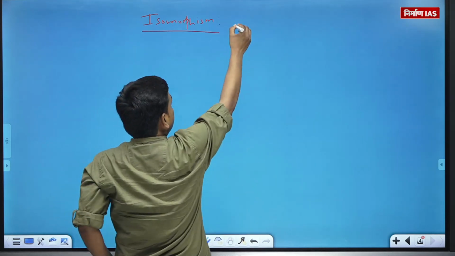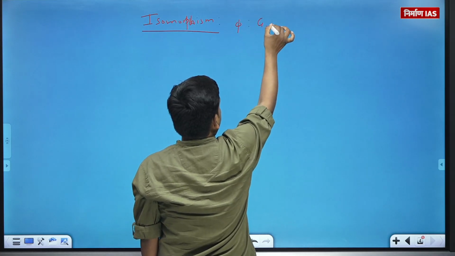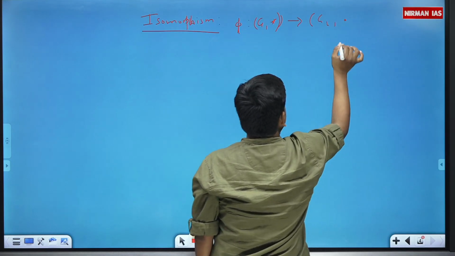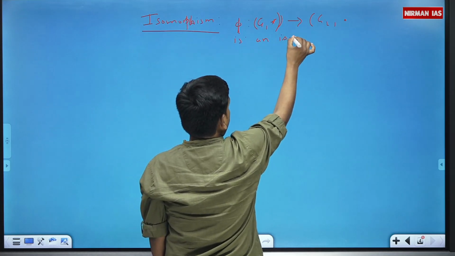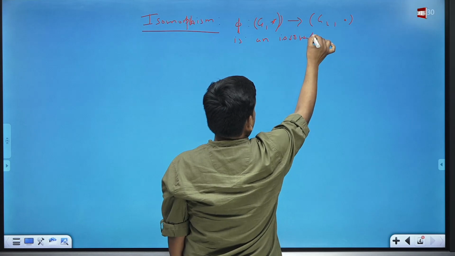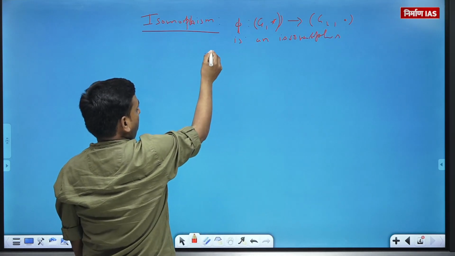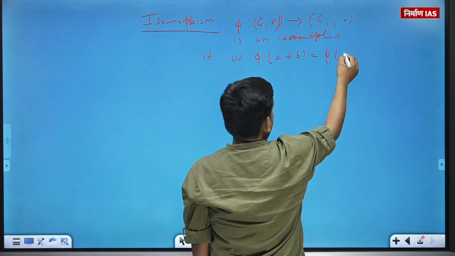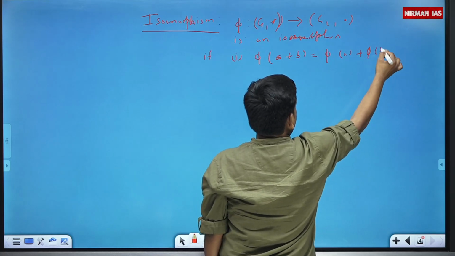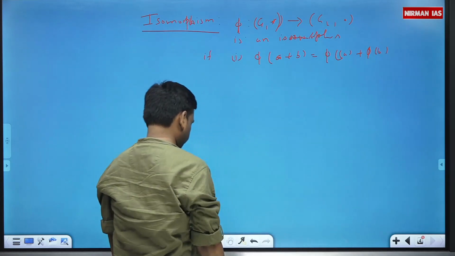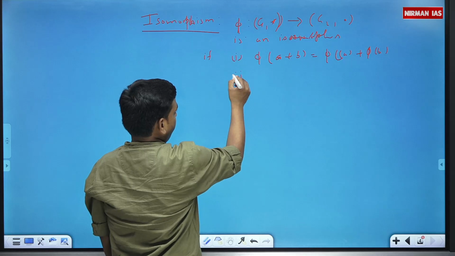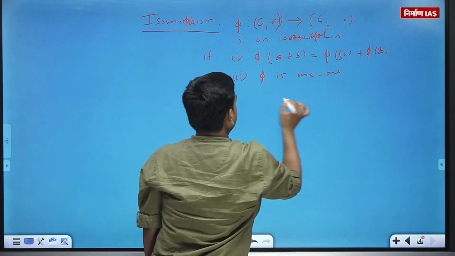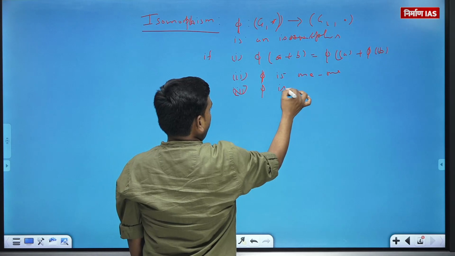Just two steps further only. Phi such that G1 to G2 is an isomorphism if number one, phi is operation preserving, number two, phi is 1-1 mapping or function, number three, phi is onto.